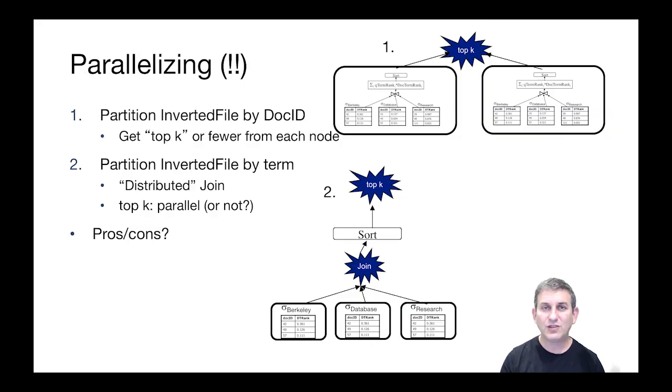Now, with a sufficiently large corpus, like the web, we're going to need to parallelize our query plan across multiple nodes. To begin the question of how to parallelize this, we have to think about how to partition our data across nodes. There's two obvious ways to do it.